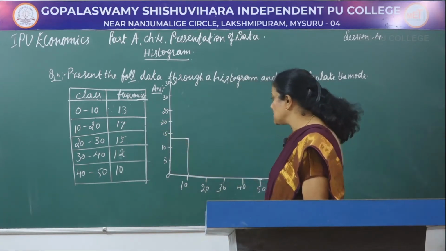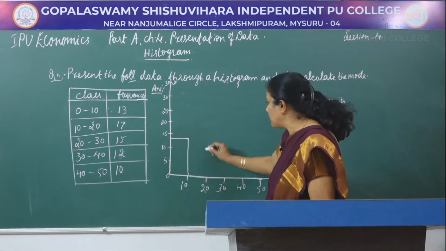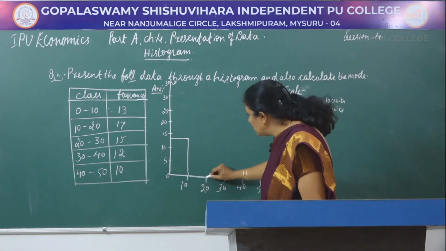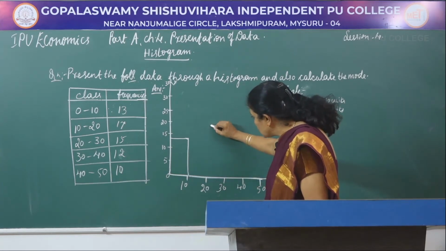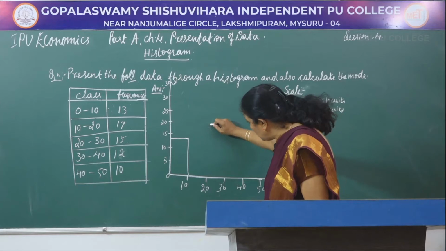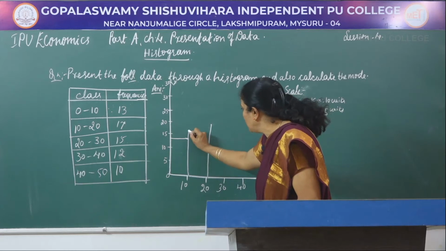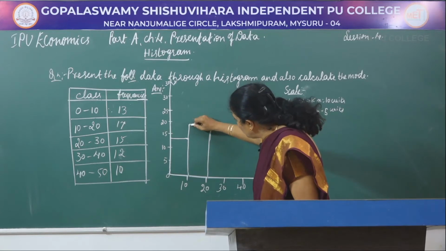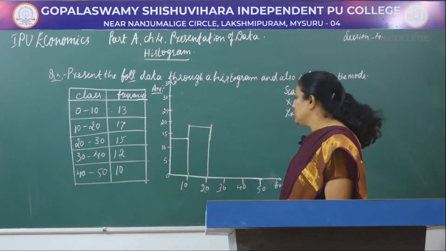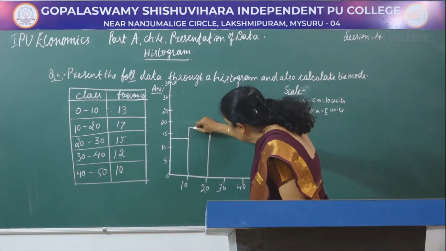The second one is 17. For the class 10 to 20, it is 17, so we should go above the 15. Somewhere here we have to locate 17. So 17 is somewhere here, and we have put a line and joined this. So it is joined here.